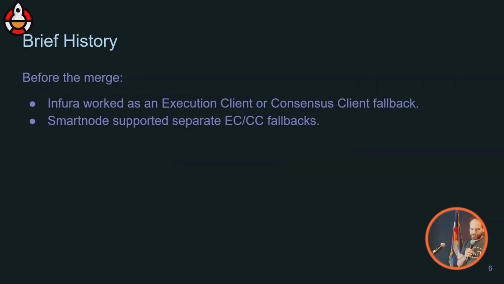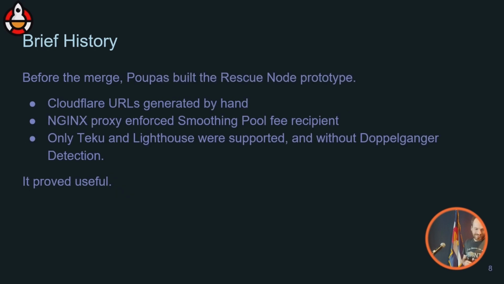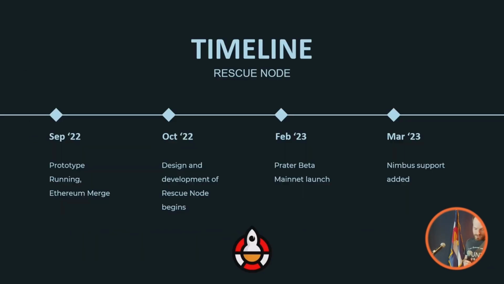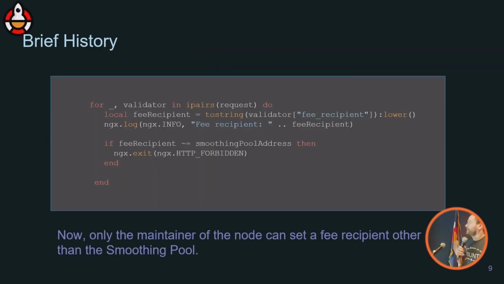I'm going to skip a bunch of slides right now. Oh, wait, I want to go back. Okay, so this is the original prototype for the rescue node. We just had an Nginx instance running with this bit of code in it, and literally the only thing this code does is make sure that every validator that's connected is using the smoothing pool as a fee recipient. That way, nobody could possibly set your validator's fee recipient to anything else.